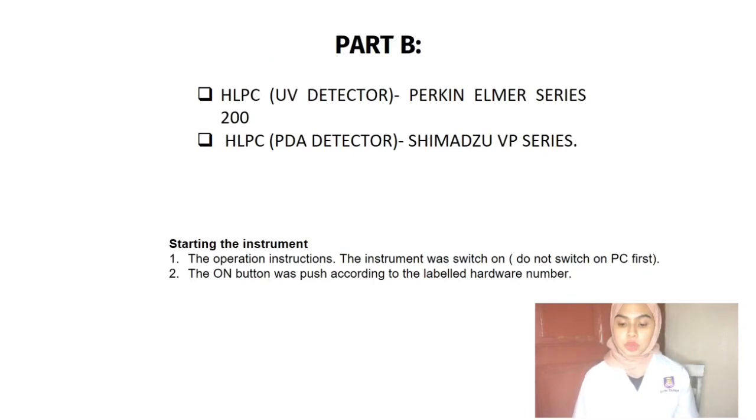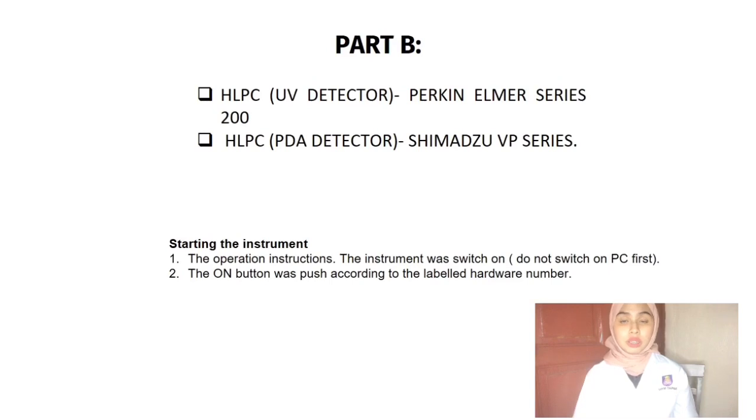In part B, we have two instruments, which are the Perkin-Elmer series HPLC UV detector, and the HPLC PDA detector, which is the Shimadzu VP series. So I will talk about starting the instrument. For starting the instrument, we need to switch on. Do not switch on the PC first. So we need to push the on button according to the labeled hardware number. For the next step, we need to run the software. The method was created by clicking Class VP and Instrument 1.